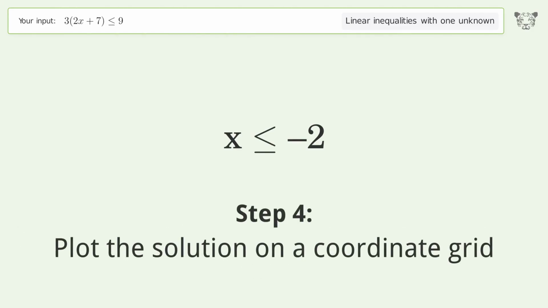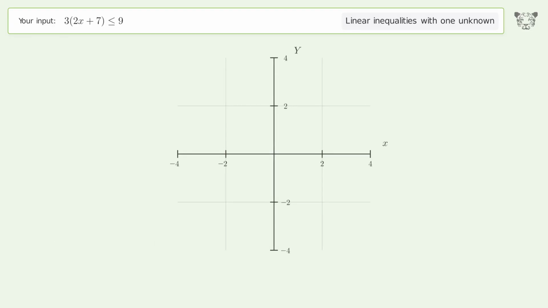Plot the solution on a coordinate grid. And so the final result is x equal or smaller than -2.